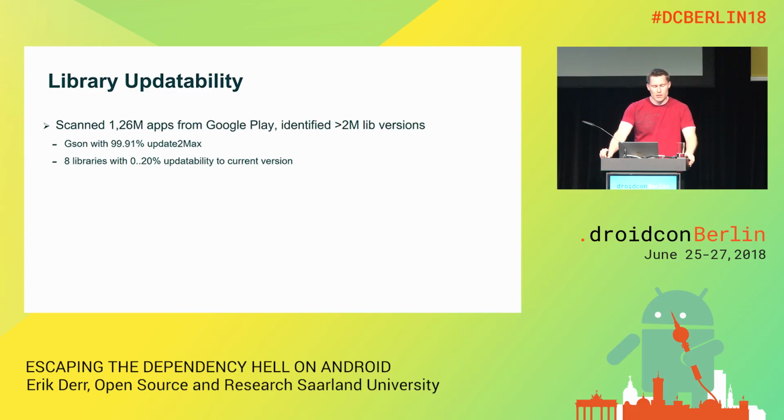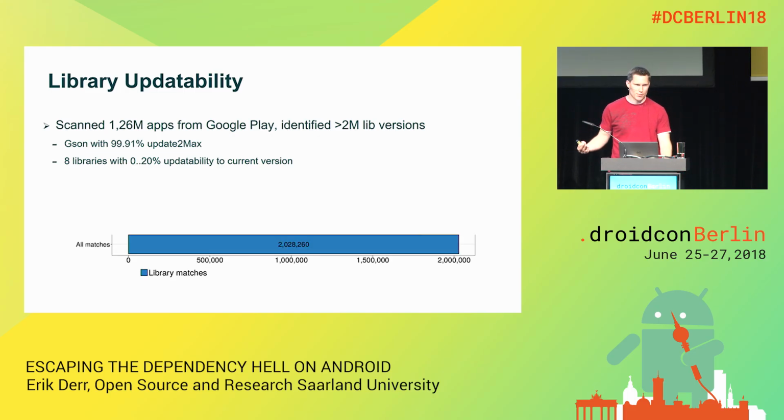And the surprising example was JSON, so Google's JSON library, that had almost a perfect updatability to the latest version. So there are a couple of reasons for that. So there are not that many versions. Apps are only using a very small subset of APIs, so typically object from JSON and to JSON. And those APIs rarely change or almost never change across all library versions. But at the same time, we found 8 libraries with 0 to 20% updatability to the latest version. So basically, almost every new version of that library had some API breaking changes.